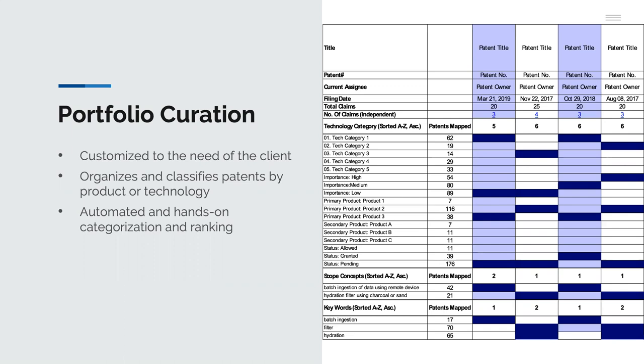Scope concepts are also interesting because you can map the data using this tool. And scope concepts are usually like a combination of elements. So here, the first one, batch ingestion of data, that's concept number one, using a remote device or something, concept number two. And they're analogous to claim elements, but we massage them, so they're more generic in some sense. That's why we call them scope concepts, and they can be filtered and sorted in a number of ways. And again, you can see what patents have claims directed to those broad concepts flagged to the right. And there's 42 of the one kind and 21 of the other.